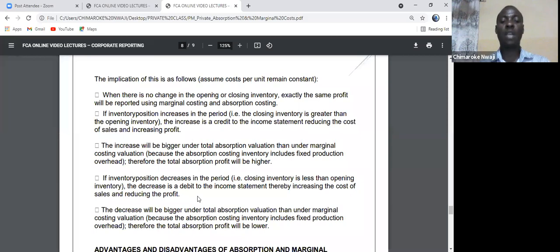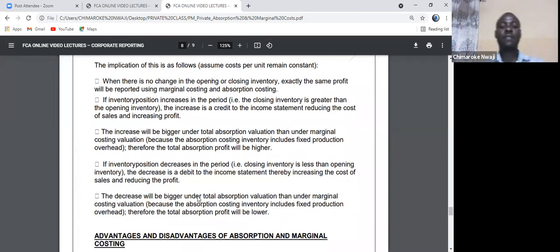Now, the opposite will happen when your closing stock is lower than your opening stock. So it means if your closing stock is lower, it means there is a reduction in position. And now that reduction is usually a debit in the income statement. It means your cost of sales will increase than usual. When it is increasing, then it will reduce your profit.